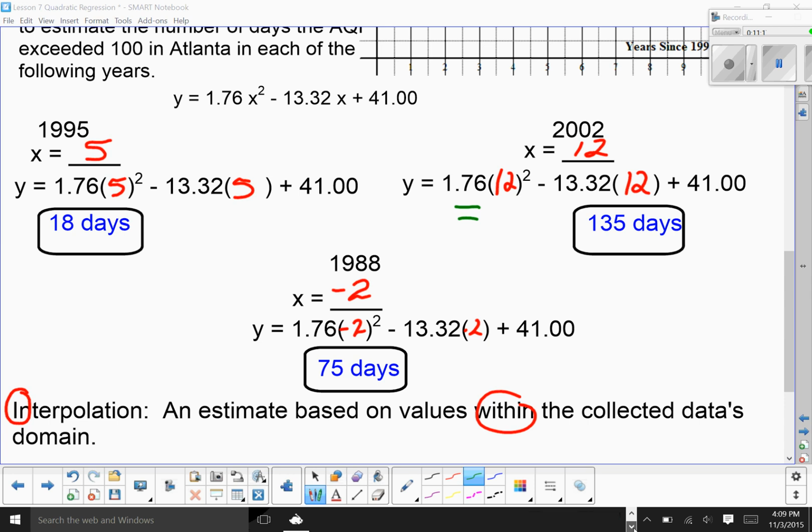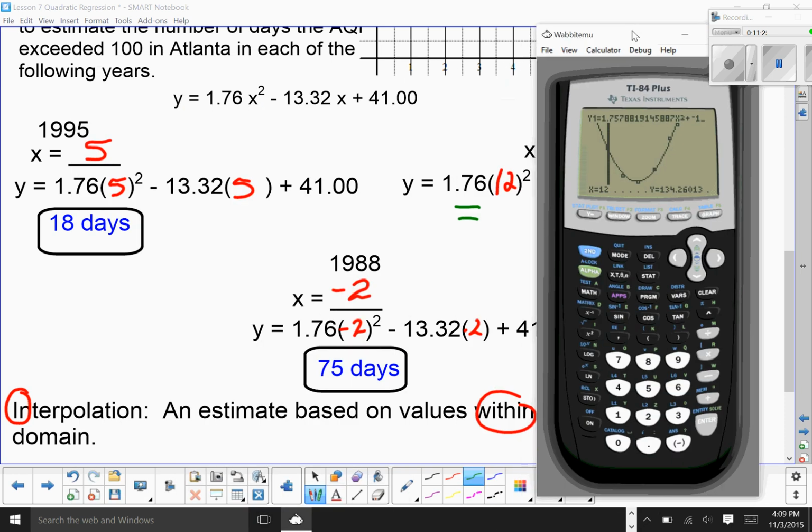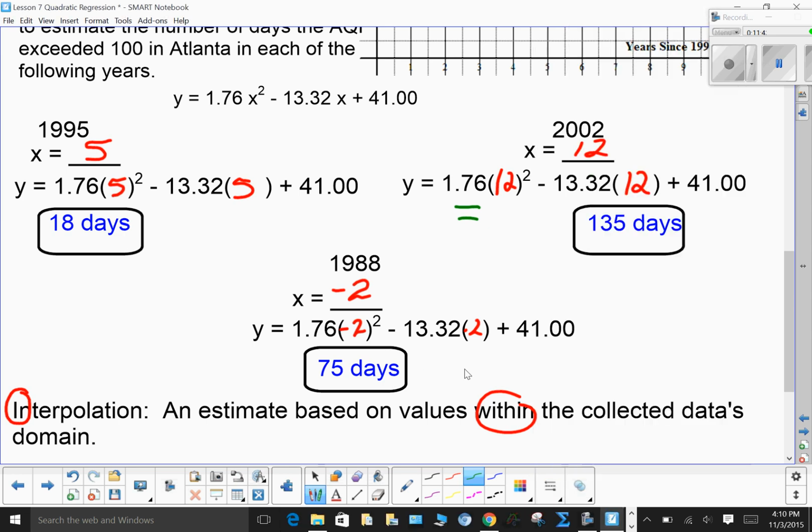Remember that these are predictions, and while they should be plus or minus a tenth, depending on where you round and when you round, you may be off by just a little bit. Now we did fix our window, so we could also do second, calculate my value, and I want to check for negative 2. Negative 2 is 74.68, which does round to 75 days.